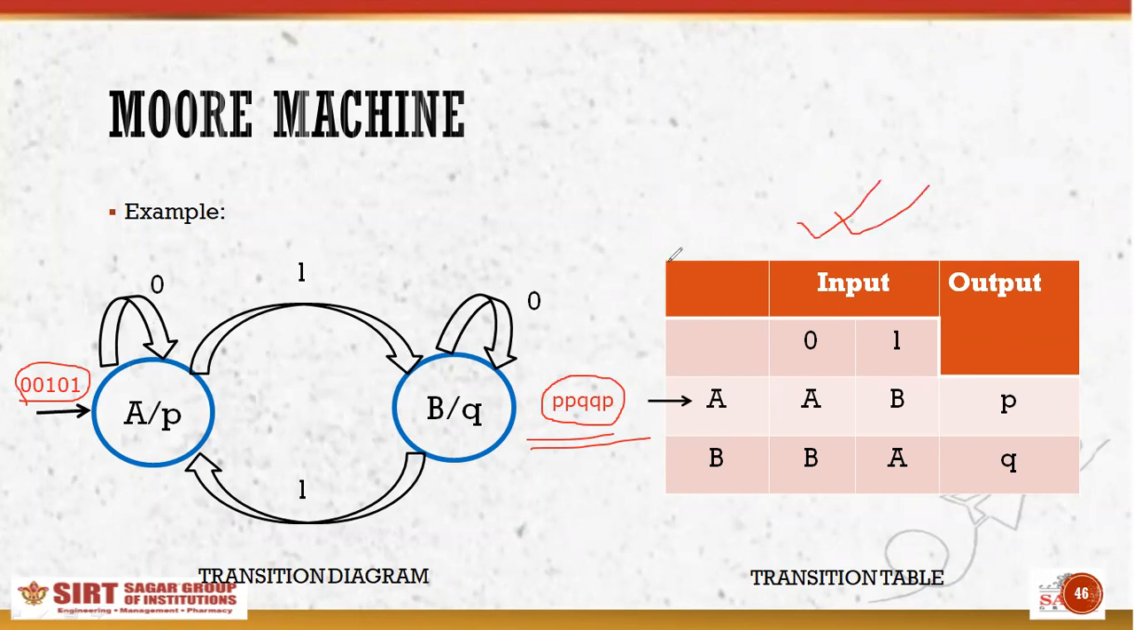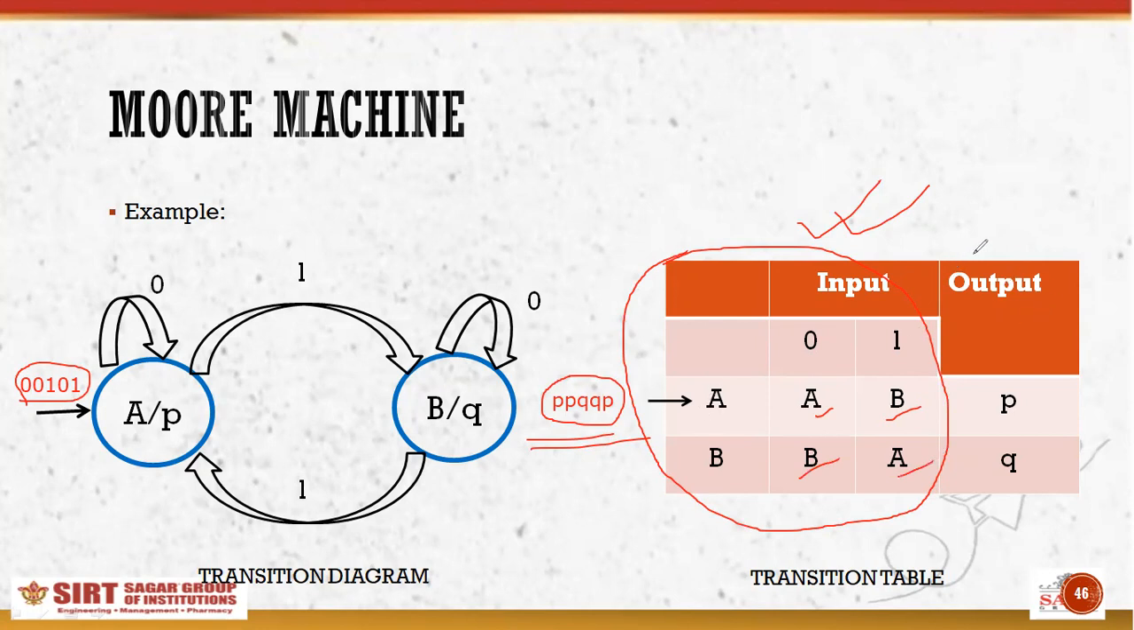where this portion of the transition table is known to you because you have learned it earlier also in previous classes, that on giving a 0 to A, you are getting capital A. On giving 1 to state A, you are getting B. On giving 0 to B, you are getting B, and giving 1 to B, you are getting A.